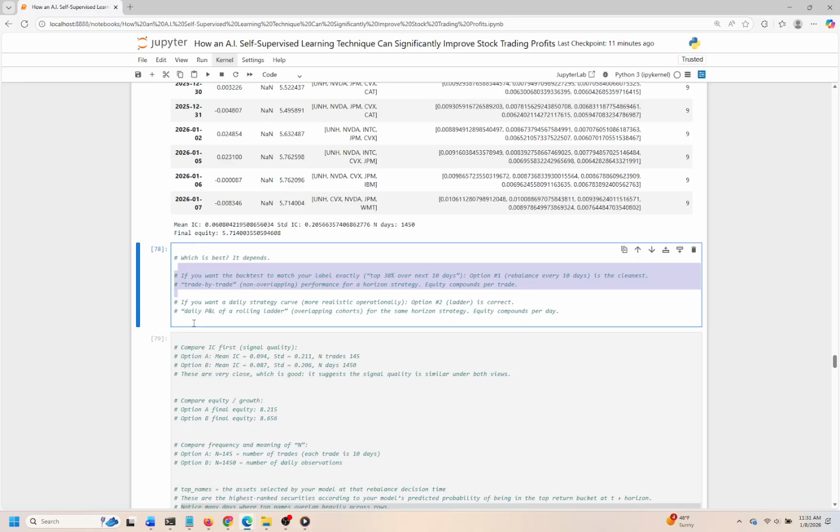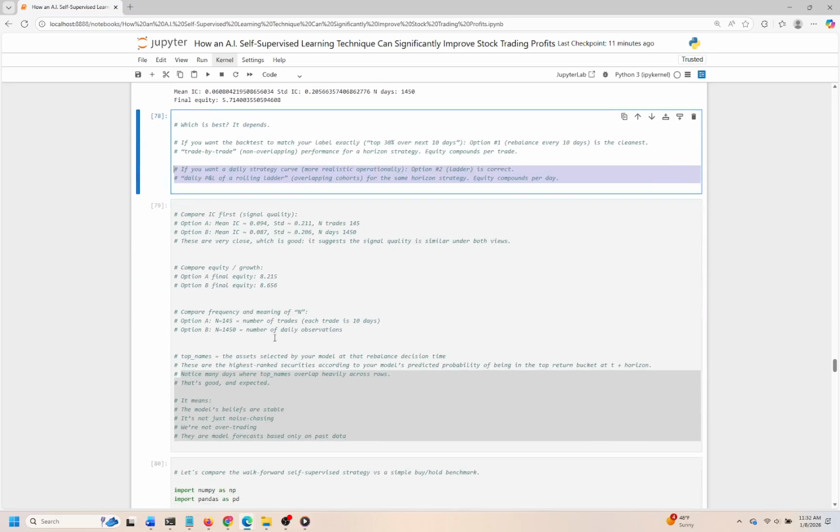On the other hand, the second option takes a different route by implementing a ladder strategy that tracks daily performance instead. This approach is more representative of real-world trading, as it accounts for overlapping cohorts and reflects a daily P&L calculation. In this format, equity compounds daily rather than trade by trade, giving traders a dynamic view of their performance that could better align with actual operational scenarios.